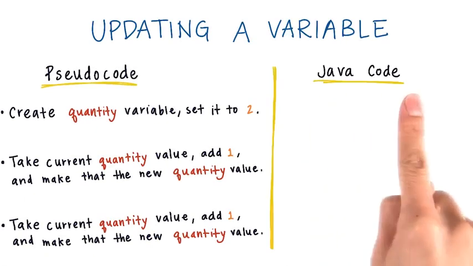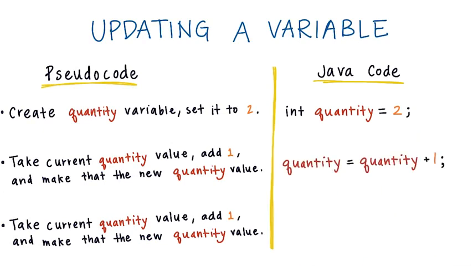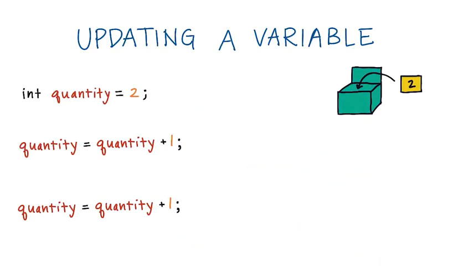And here's the actual Java code for it. We initialize the variable first. If the plus button is pressed again, then we're going to take the existing quantity value, add 1 to it, and then store this as the new value for the quantity variable. When you read these lines of code, you can imagine the boxes in your head.